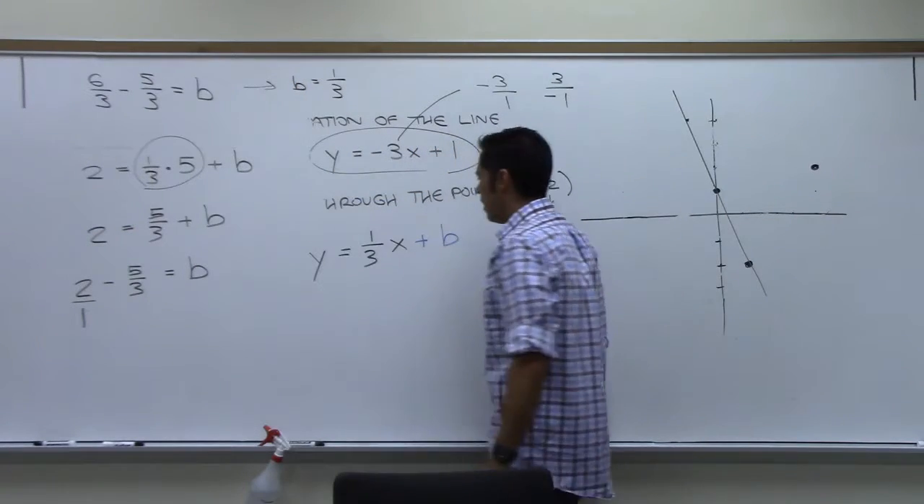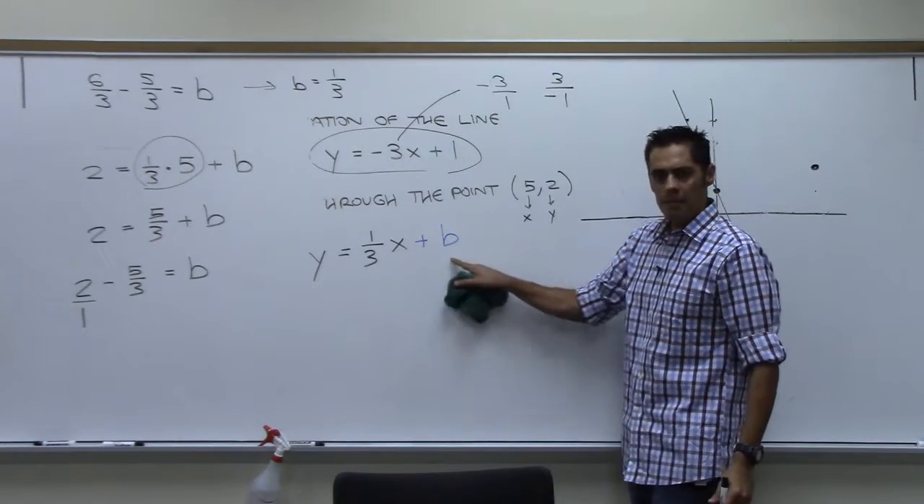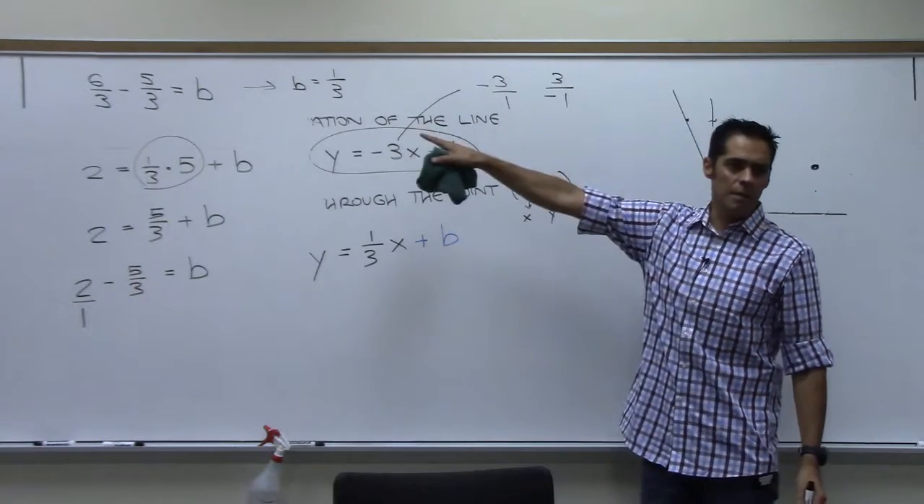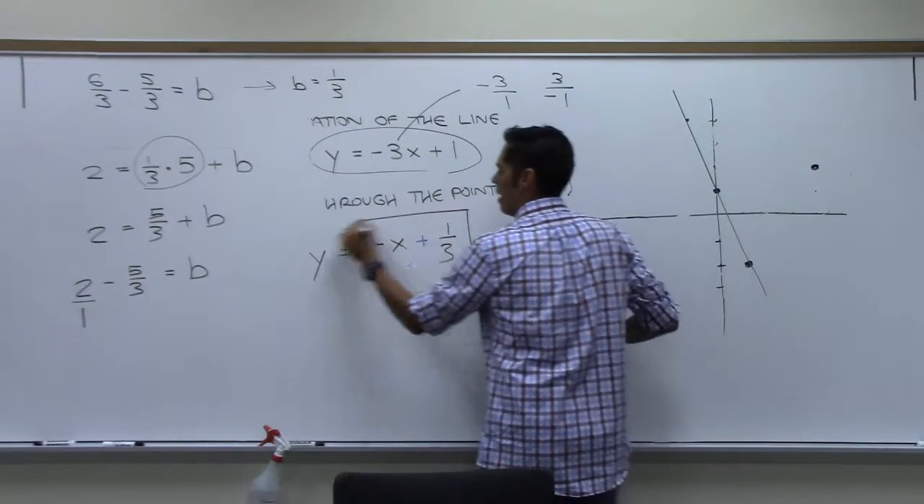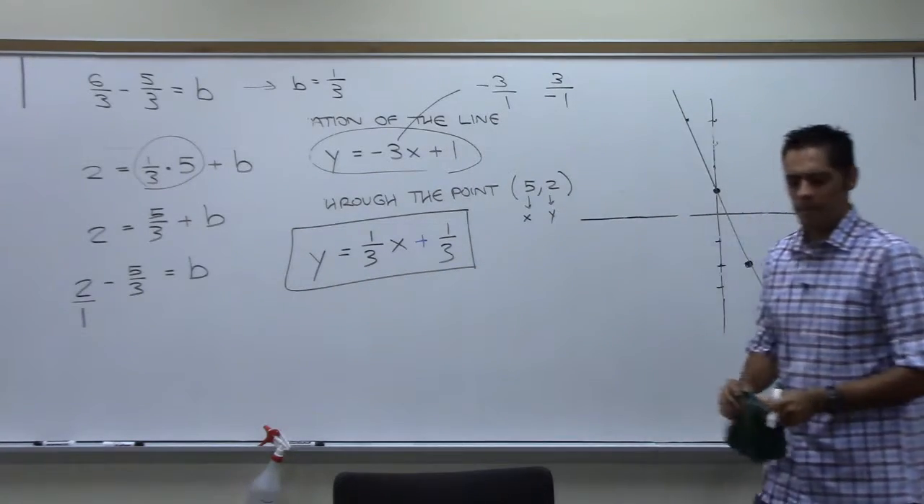And now you can come back here to the equation. We said, we knew everything but b. I used the point to figure out what b was. I can come back here now, replace that with 1/3. And that should be the equation of that line.